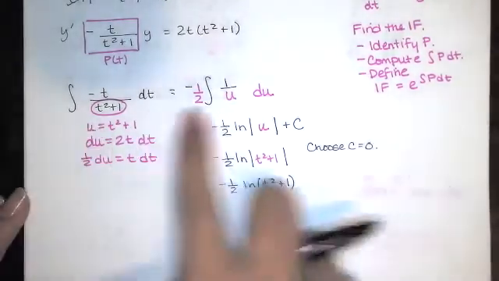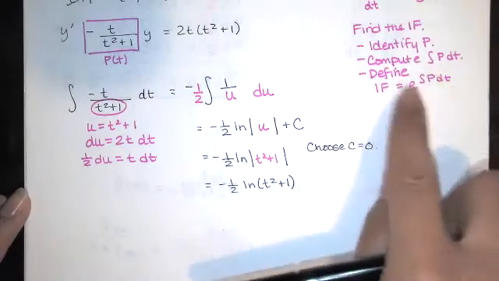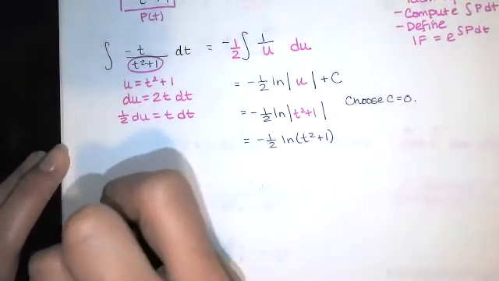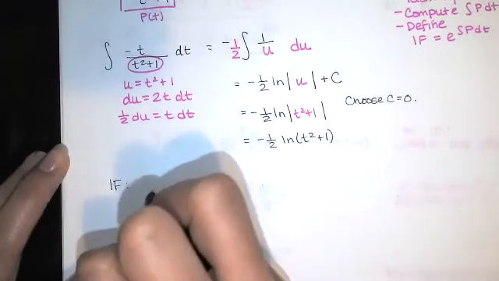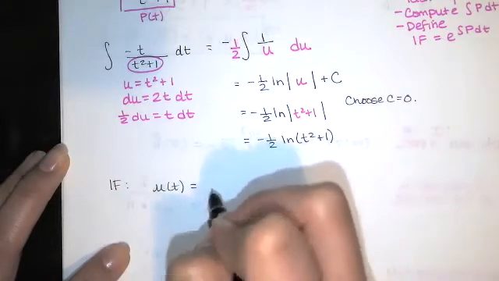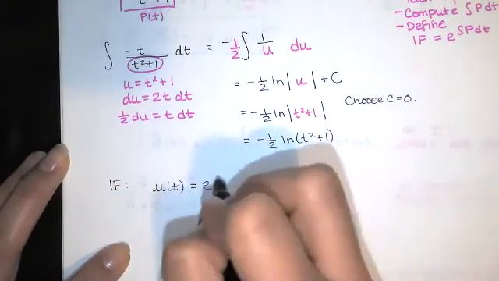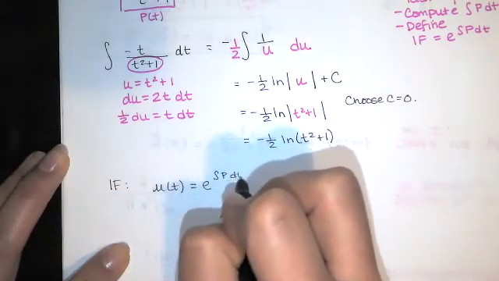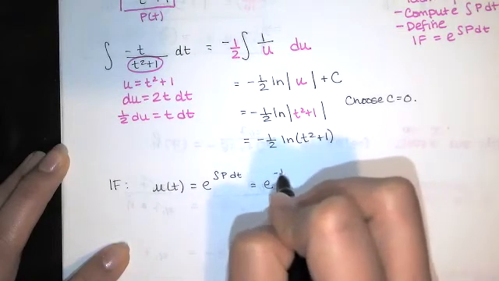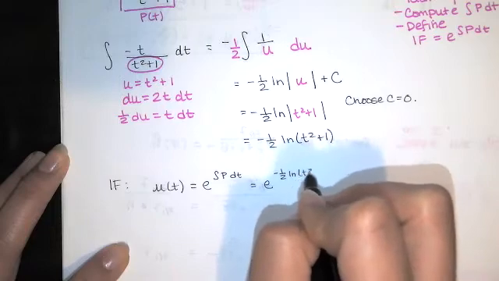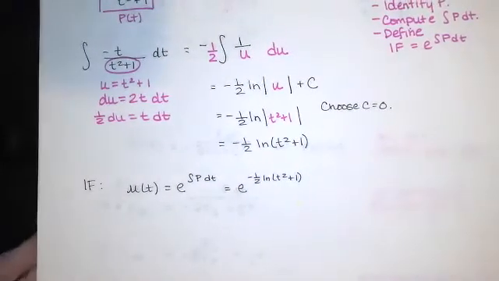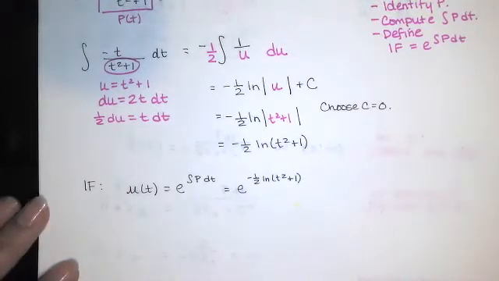Okay, so that was the antiderivative of p of t. Now we just want the integrating factor to be e to that power. So we can say the integrating factor is typically denoted by mu. So we'll have mu of t. That's e to the integral of p of t power, or antiderivative of p of t power, with our choice of c equal to 0, because we don't need infinitely many integrating factors. We just need the one. So that is our integrating factor.